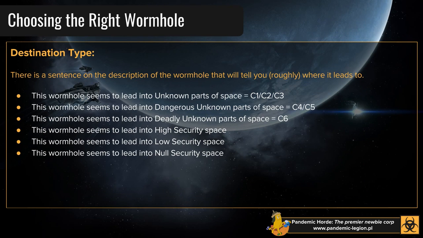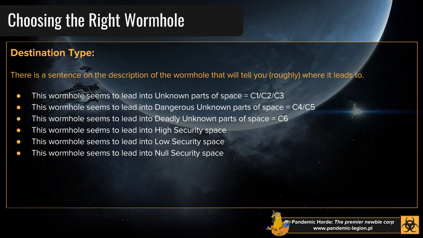So destination types: when you get to a wormhole and you right click on it, even if it's a K162, meaning that it's an exit, you'll see a sentence, and that sentence will say one of six different things. This wormhole leads to unknown parts of space. That means it's either a class 1, class 2, or class 3 wormhole. This wormhole seems to lead to dangerous unknown parts of space. That's a class 4, class 5. Deadly unknown space is a class 6. And then the other three are pretty self-explanatory: high sec, low sec, and null sec.